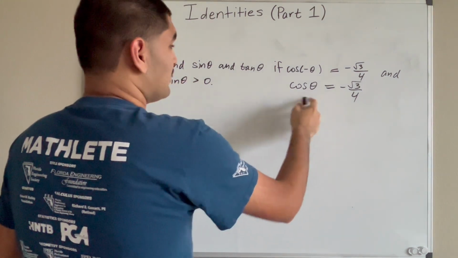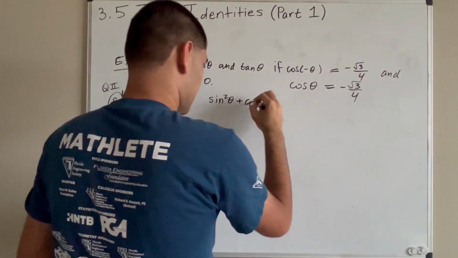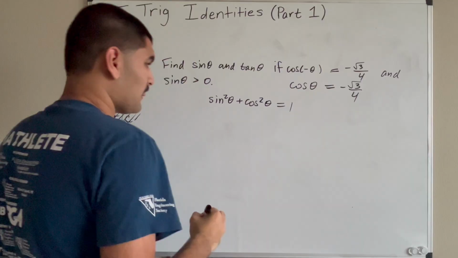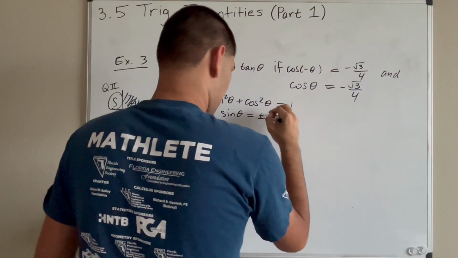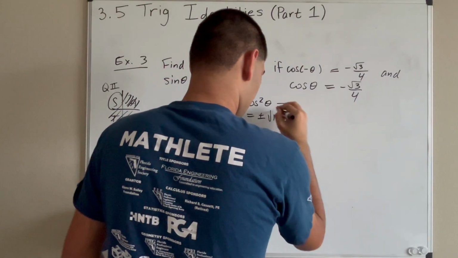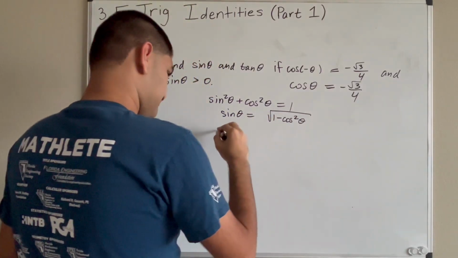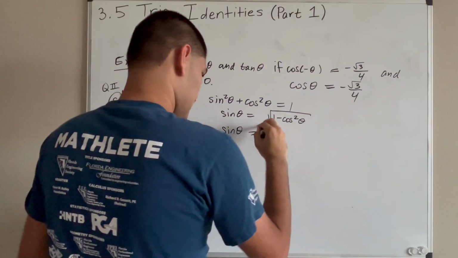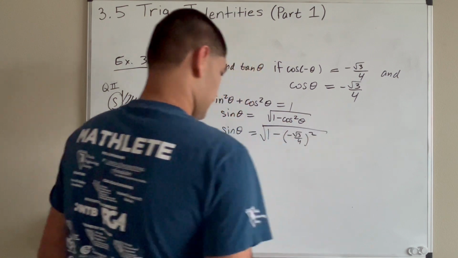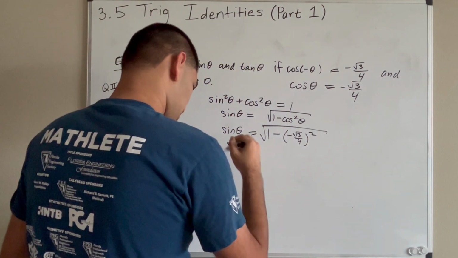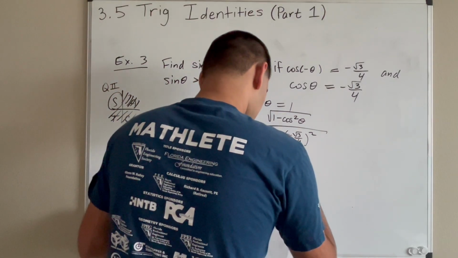We're given cosine, so to find sine, we can just use that first identity, sine squared plus cosine squared equals 1. Solving for sine, we get sine is equal to plus or minus the square root of 1 minus cosine squared. But we're given that sine of theta is greater than 0, so this must be positive. Then substituting in the value, you get 1 minus negative root 3 over 4 quantity squared. If you were to evaluate this, you would get that sine theta is equal to square root of 13 over 4.